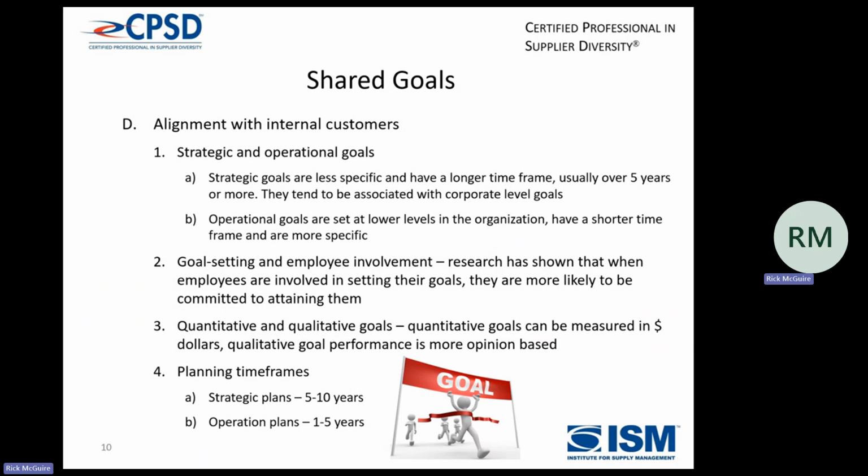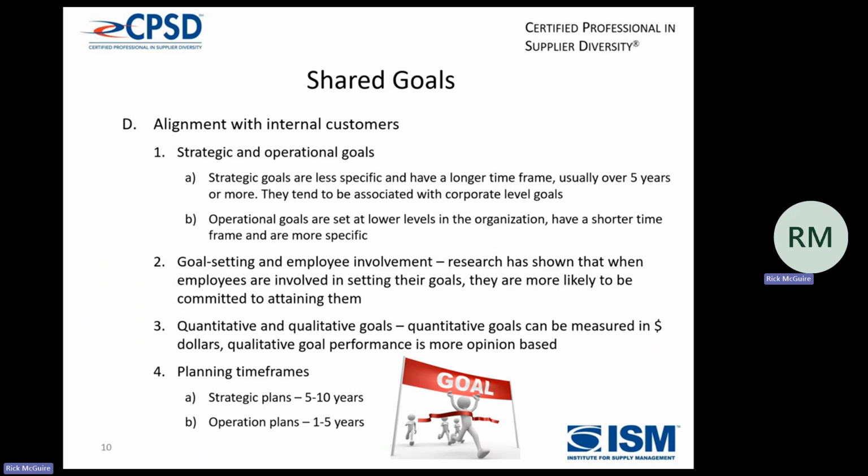So alignment with internal customers, strategic and operational goals. So strategic goals are less specific and have a longer time frame, usually over 5 years or more. They tend to be associated with corporate level goals, top level goals. Operational goals are set at lower levels in the organization, have shorter time frame, and are more specific. So operational goals are usually set at the director level, and they're usually for 1 to 5 years.